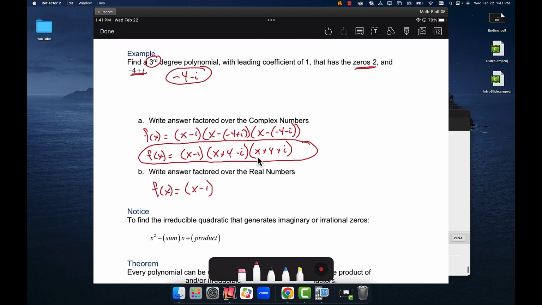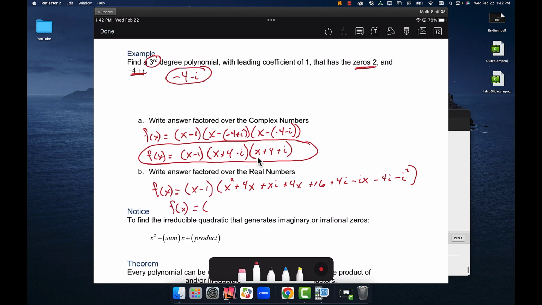So x times x is x squared. Then we get 4x. Then xi, 4x, 16, 4i, and then distributing the negative i, we get negative ix, negative 4i, and negative i squared. Now we need to go through and clean that up a little bit.